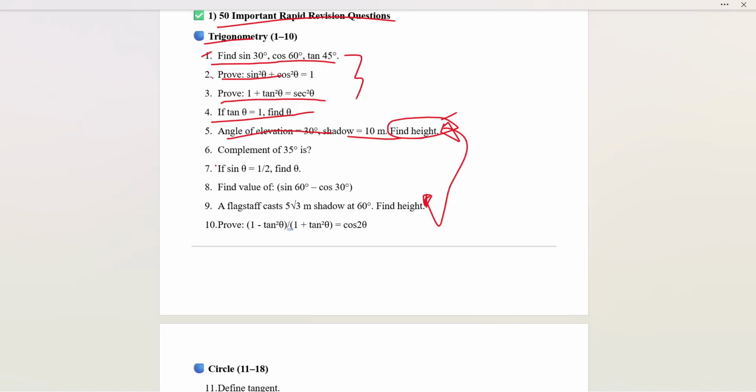So next is the complement of 35 degrees. If sine theta is equal to half, find theta. Find the value of sine 60 degrees minus cos 30. A flag staff casts a 5 root 3 meter shadow at 60 degrees, find the height. And last is prove (1 minus tan square theta) upon (1 plus tan square theta) is equal to cos 2 theta. So these prove questions are also important.